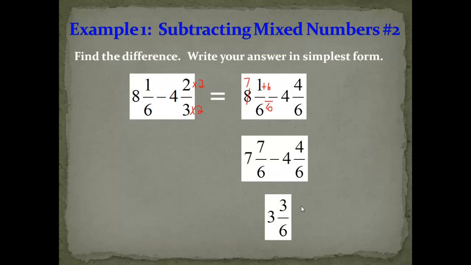3 3/6 can be simplified. We can divide 3 and 6 by 3. So 3 divided by 3 is 1. 6 divided by 3 is 2. And then we keep the whole number in the front the same. So our answer would be 3 1/2.